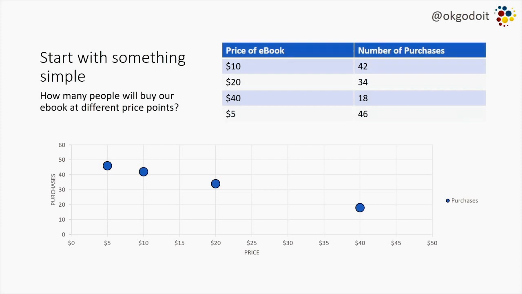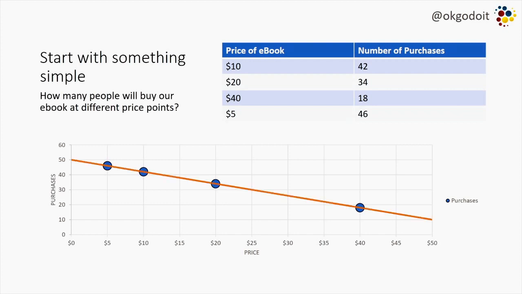Let's go ahead and put those prices on a chart. On our x-axis, we have the price, starting at 0 and going up to $50. And then on the y-axis, we have our purchases. As we change the price, our independent variable, we have resulting purchases. And as you can see, there are fewer purchases the more you raise the price.